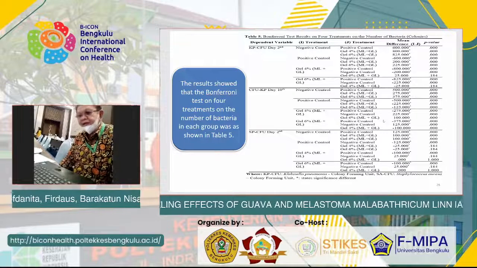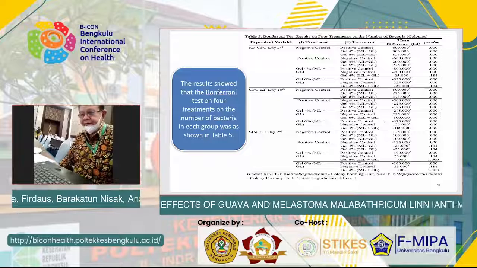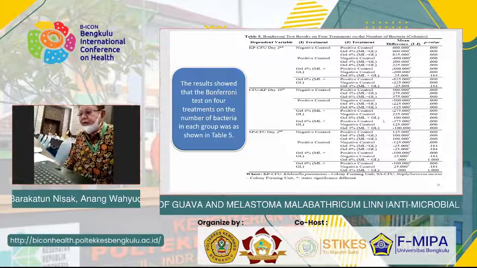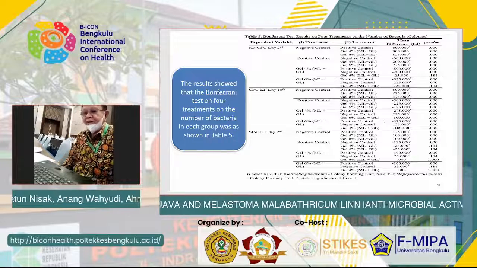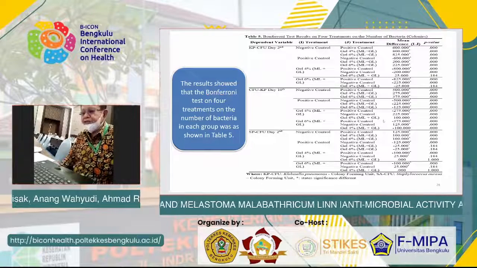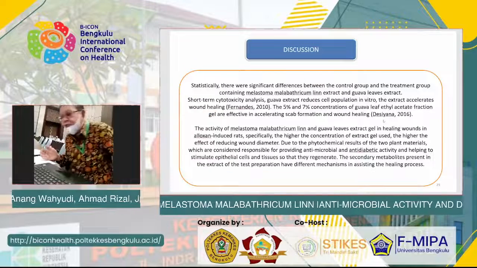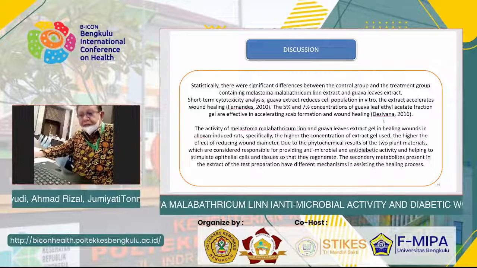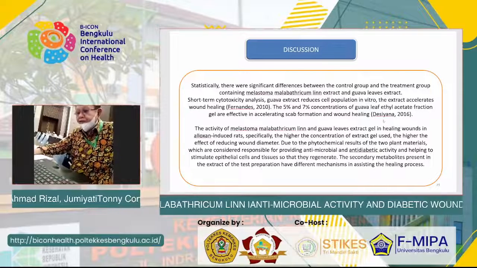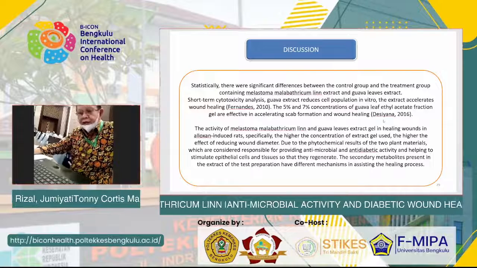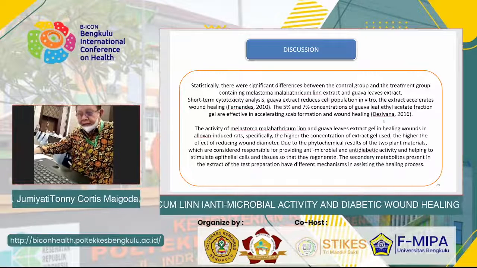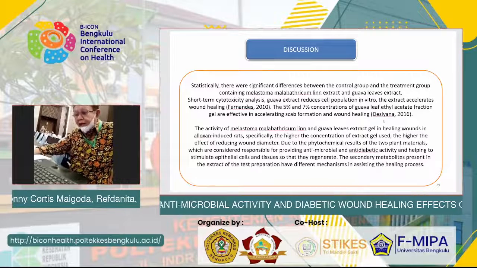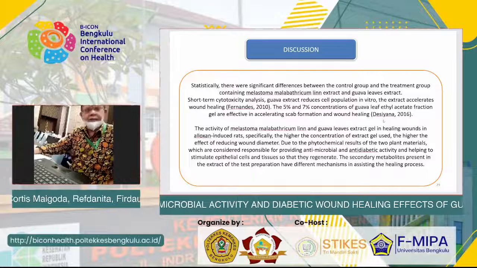The extract accelerates wound healing. The 5% and 7% concentrations of guava leaf ethyl acetate fraction gel are effective in accelerating scar formation and wound healing, according to Siena 2016. However, regarding the activity of Melastoma malabathricum Linn and guava leaf extract gel in healing wounds in alloxan-induced rats, in this study, specifically, the higher the concentration of extract gel used, the greater the effect of reducing wound diameter.